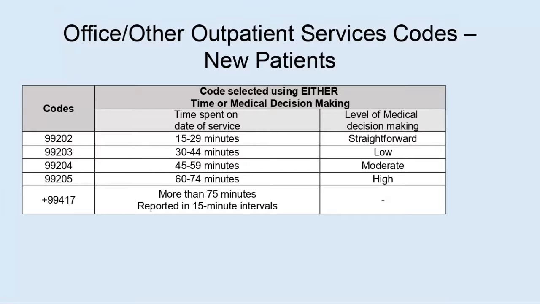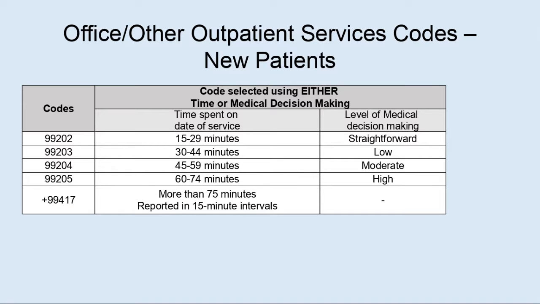For new patients, the times are 99202, 15 to 29 minutes, and the level of medical decision-making is straightforward. For 99203, remember these are the only criteria we use, time and decision-making, 30 to 44 minutes, level of decision-making is low. 99204, 45 to 59 minutes, this is moderate MDM. 99205, 60 to 74 minutes, level is high.